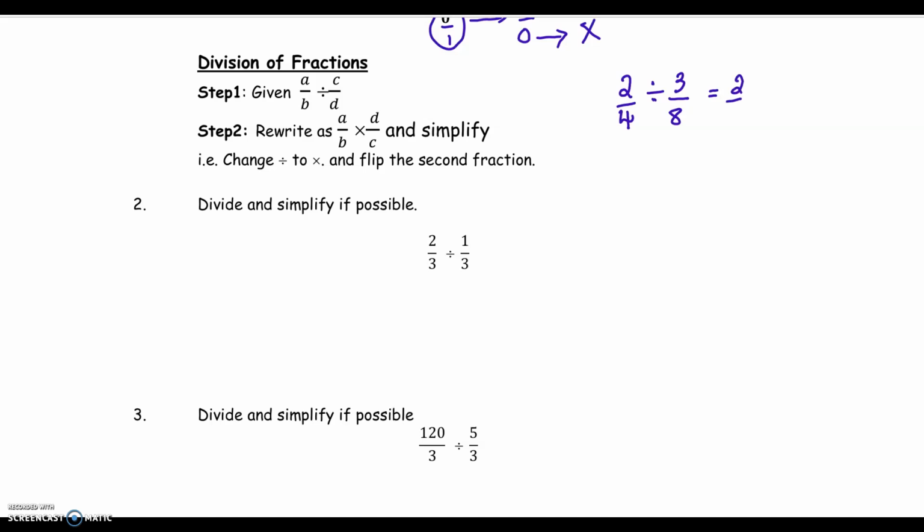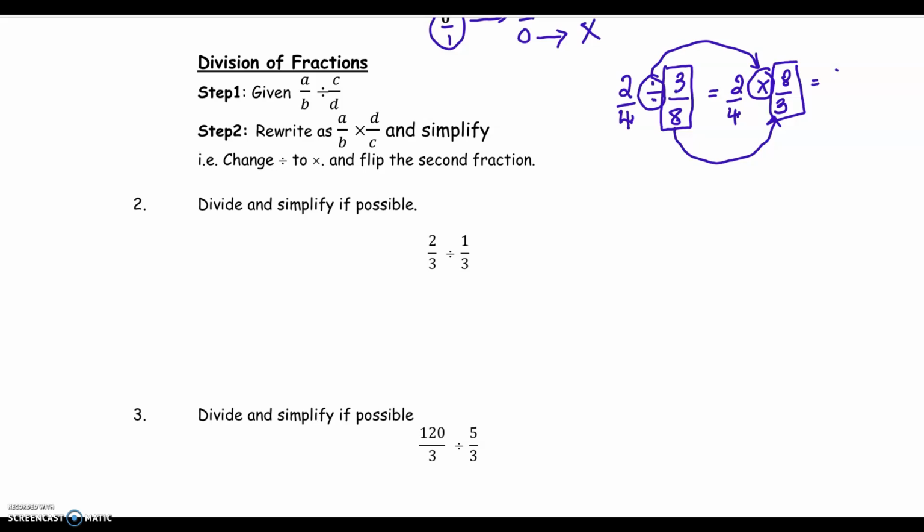So you go 2/4, the division becomes multiplication, divided by 8/3. So the division becomes multiplication, and 2/4 divided by 3/8 becomes 2/4 multiplied by 8/3. Division changes to multiplication. However, you have to remember to flip the fraction on the right of the division sign. Only one fraction right next to the division sign has to be flipped.